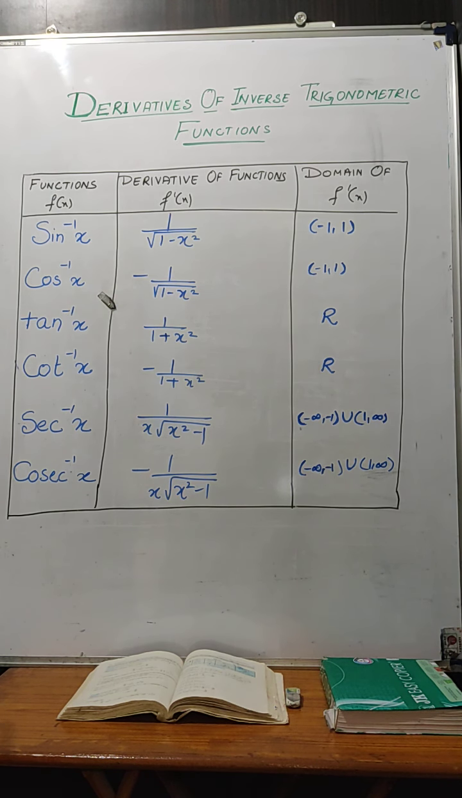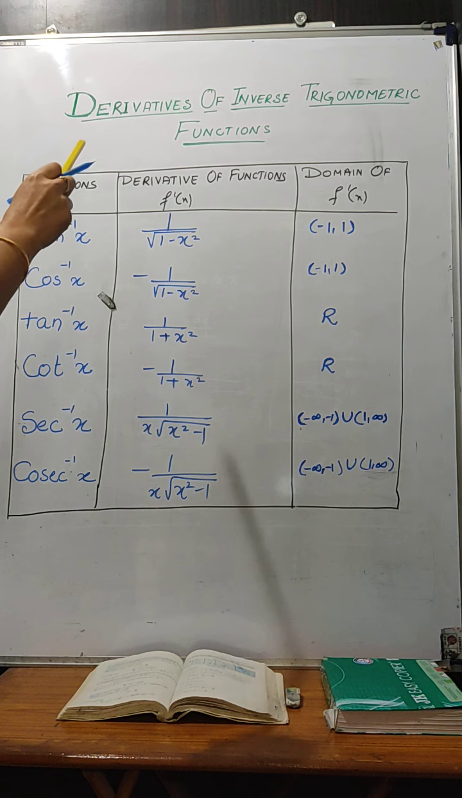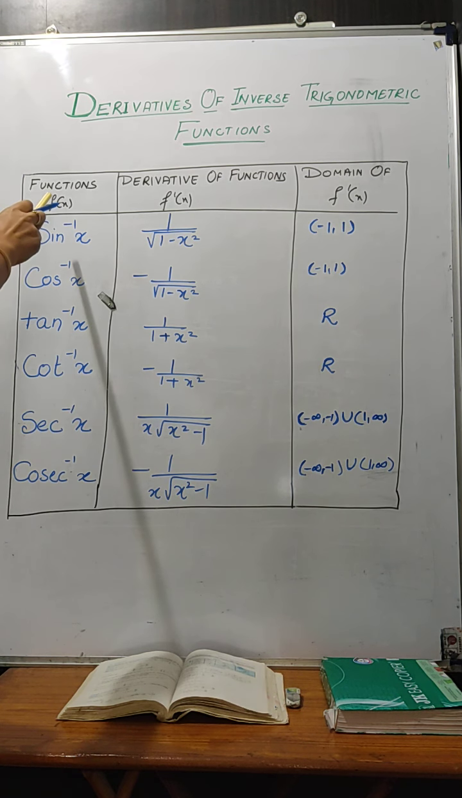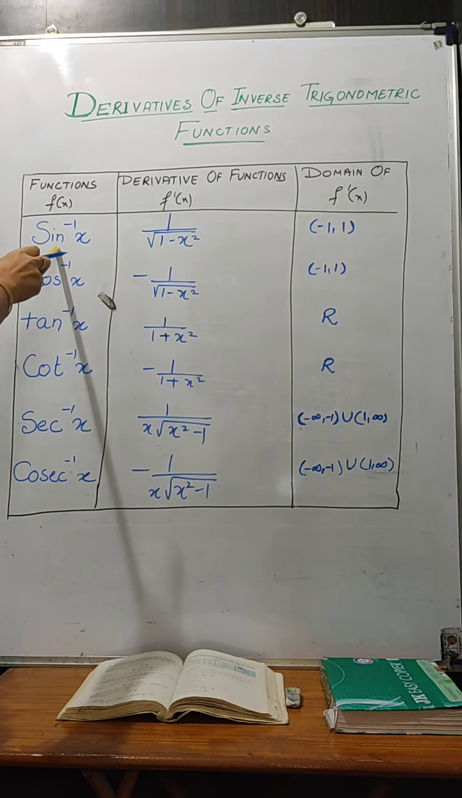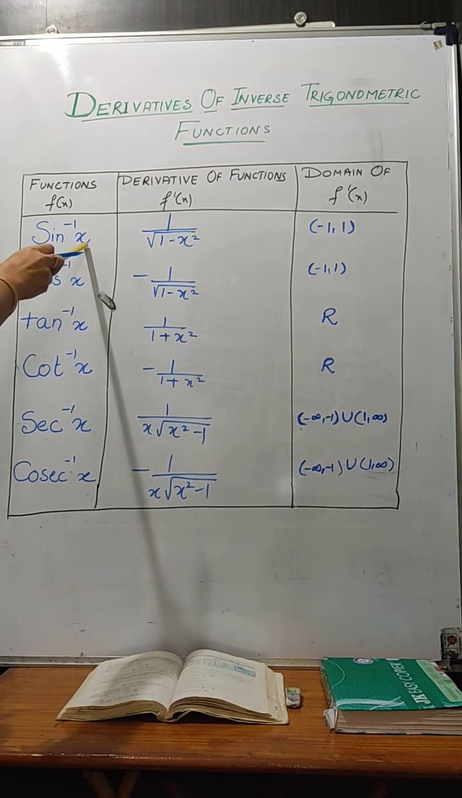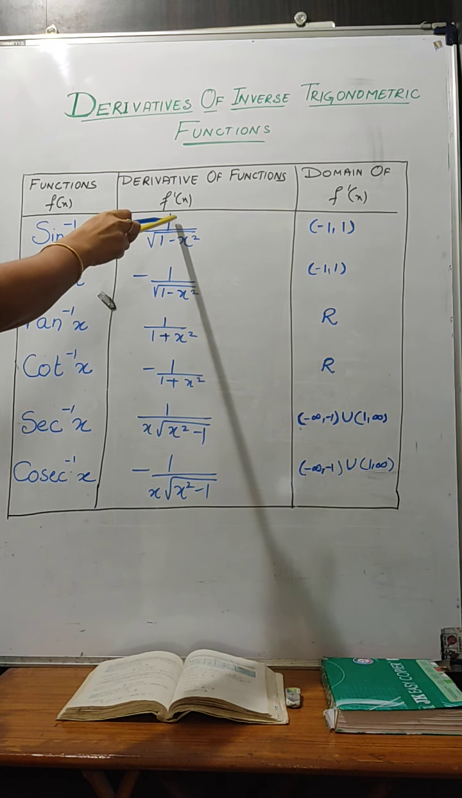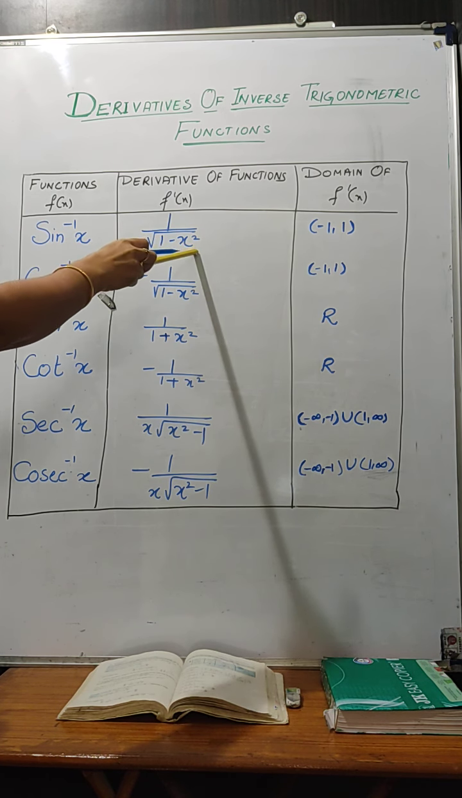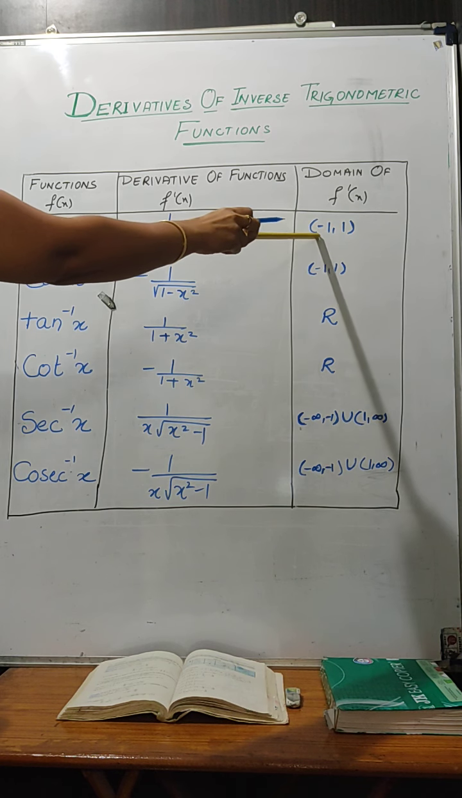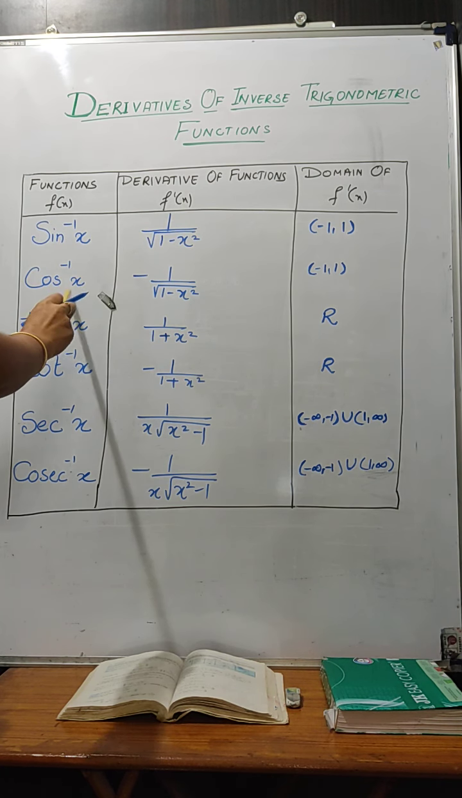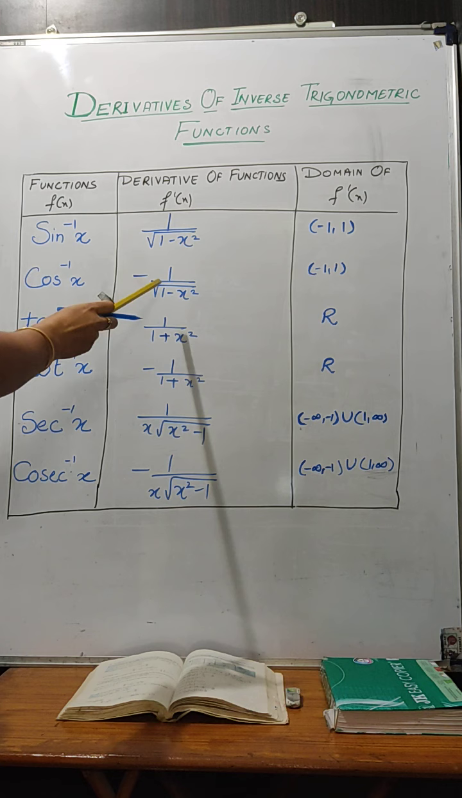Before we actually discuss the questions related to this particular topic, let us go through this chart. In this chart, we will be directly having the differentiation of sine inverse x. We will be directly taking the value: sine inverse x will be equal to 1 upon root 1 minus x square, and the domain is minus 1 to 1, but you have to remember these two columns.